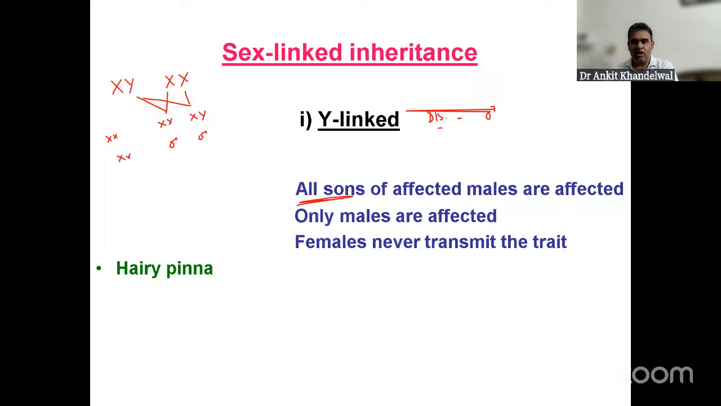All sons of affected males are affected, only males. So it is from father to son, father to son, and this goes on and on like this. Only males are affected; females never transmit the trait, like hairy pinna. This is very important. It is also known as hypertrichosis. Here in the pinna, if the father has hair over the pinna, then this will be transmitted to his son only. Simple as that.